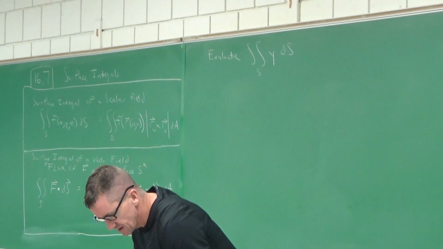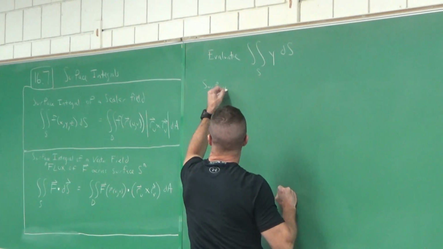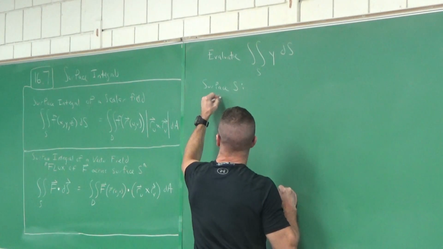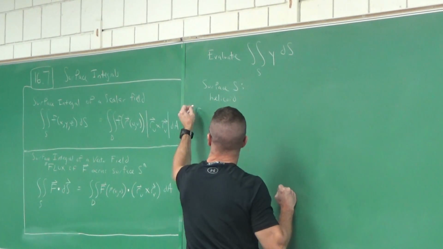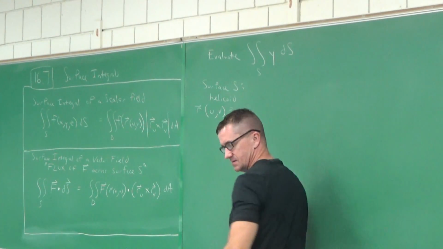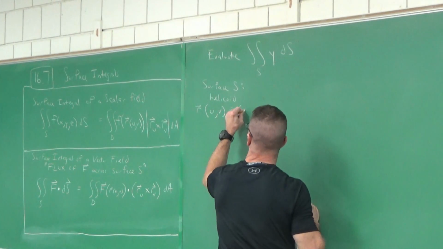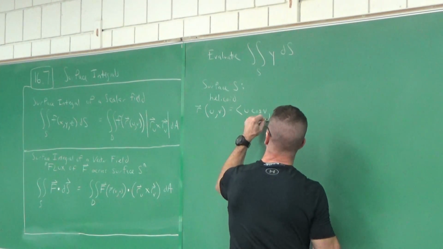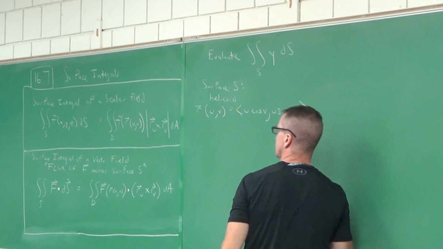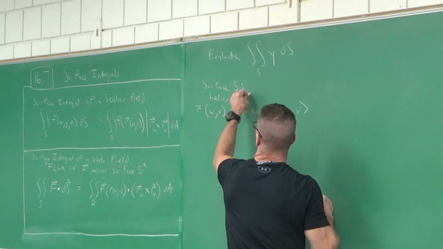They said, here's surface S. They said it's a helicoid. So it's r of u, v, and they got it equal to u cosine v, u sine v. So there's the surface we're talking about, the spiraling ramp.